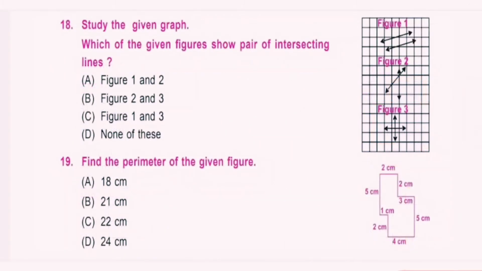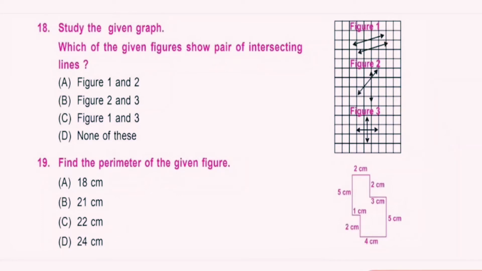Question number 18. Study the given graph. Which of the given figures shows a pair of intersecting lines? In the given graph, this first figure has parallel lines. In figure 2, they are intersecting. And in figure 3, these lines are also intersecting. So only figures 2 and 3 are intersecting. So here B is the correct answer.